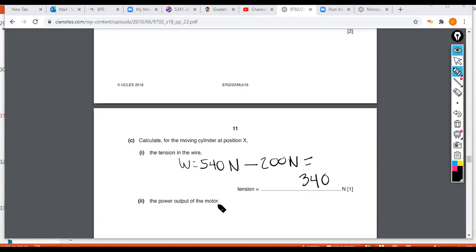The power output of the motor. So at that position X, when it still is submerged all the way, what's the power output? Well, you may recall that power is force times velocity. So this is the force that the motor has to provide, right? Sort of providing the tension in the string. The velocity was given at 0.02 meters per second. And so we could solve this by just considering there was a force of 340 newtons. The velocity was 0.02 meters per second.